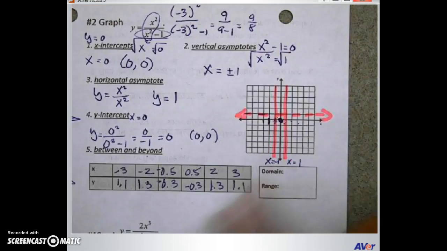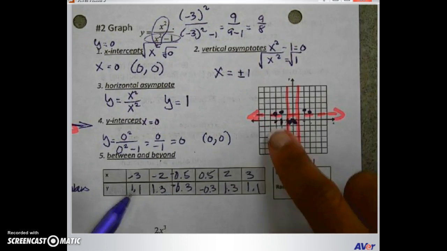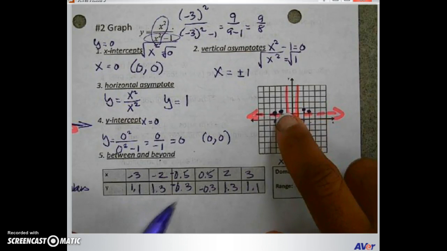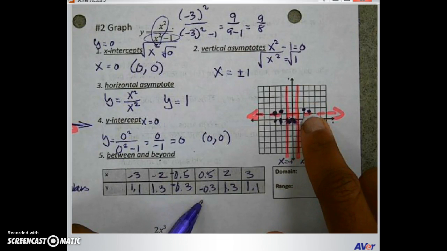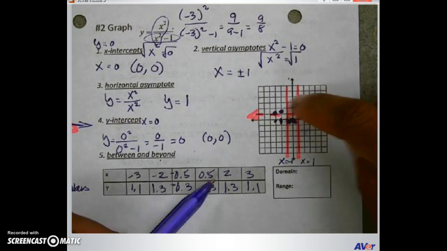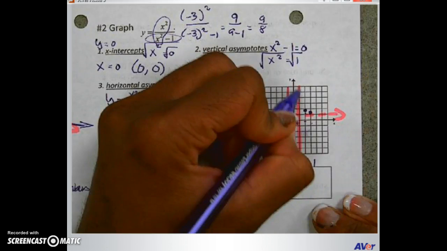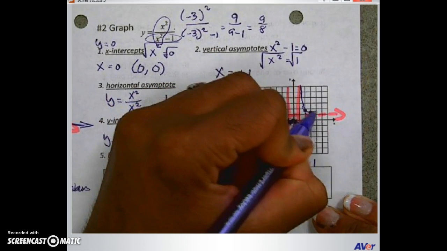So plot each of these points on your graph. Okay. So I have negative 3. This is 1.1 just above it. 1.3. Negative 0.3. I know it looks a little crammed in there. Apologies. And then 0.3, and then we had 1.3 and 1.1. So if I'm using my asymptotes to guide me, then I know it should approach this line, and it should approach that line.